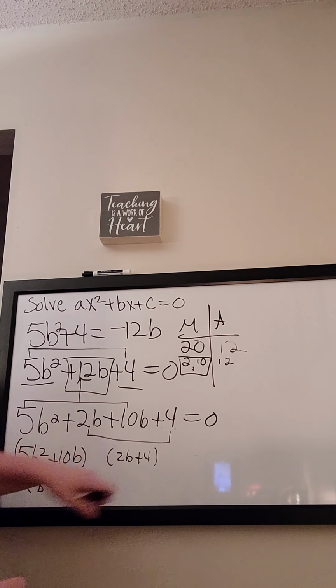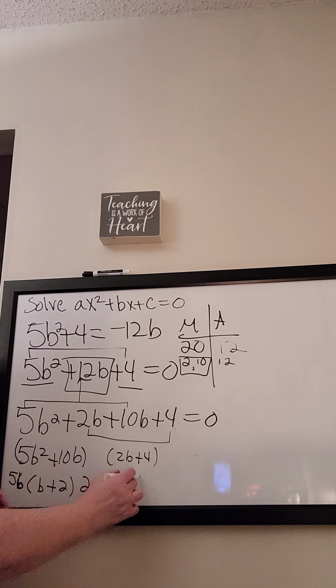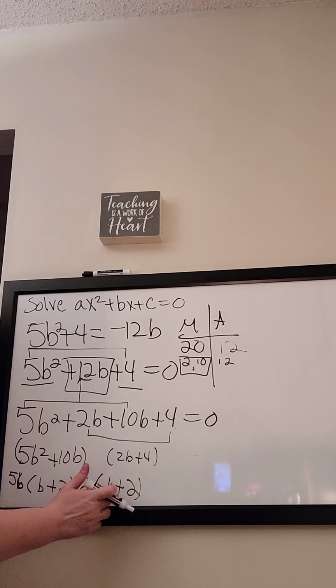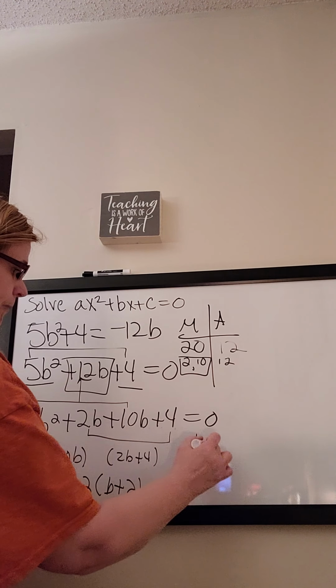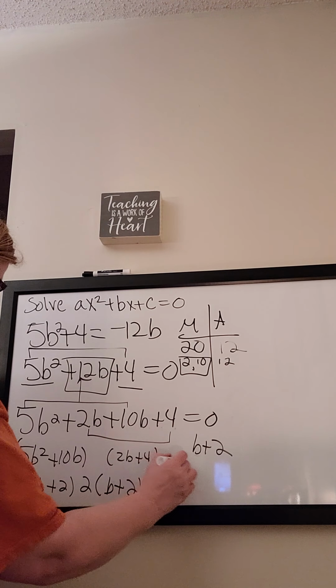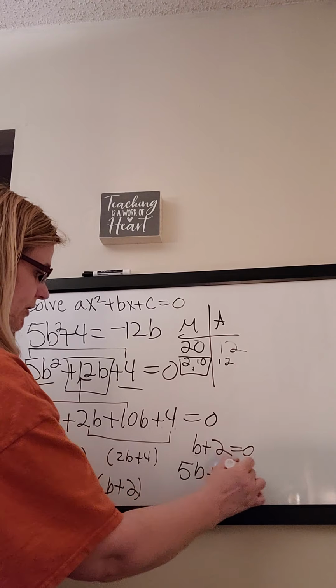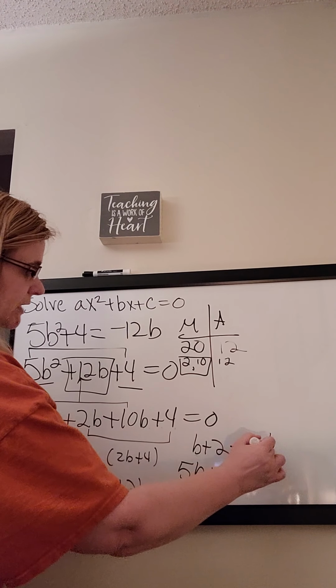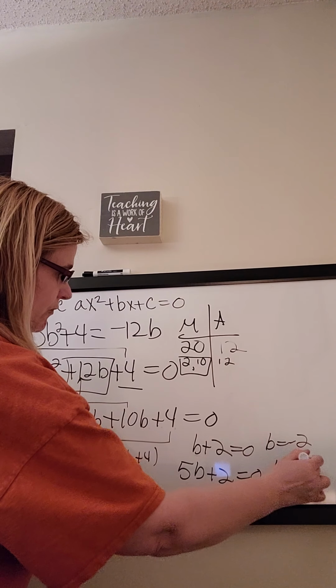And here they have in common 2. So I'm left with b plus 2. We want these ones to be the same. When they're the same, that's one of them, b plus 2. And the other one is the outside ones, 5b plus 2. Set those both equal to 0 and solve for b. So b equals negative 2 and b equals negative 2/5.